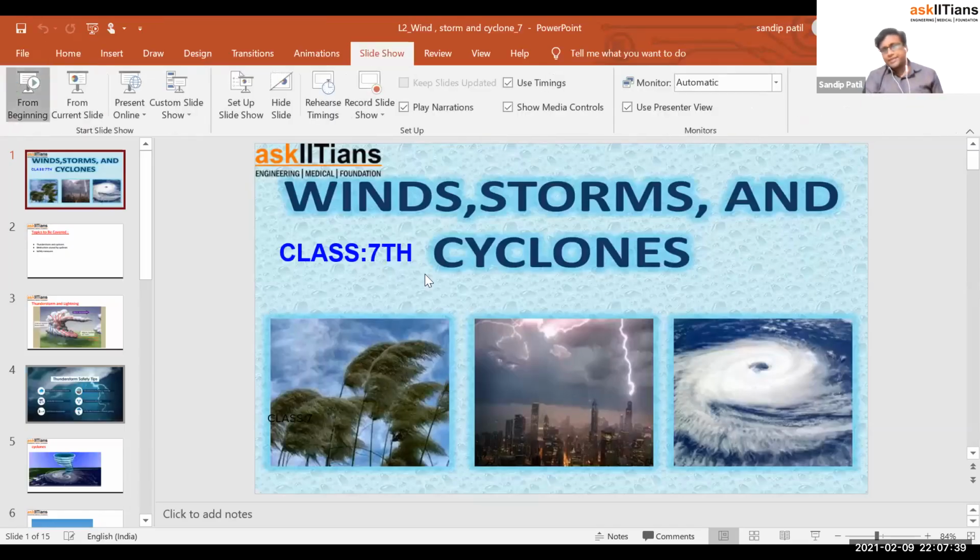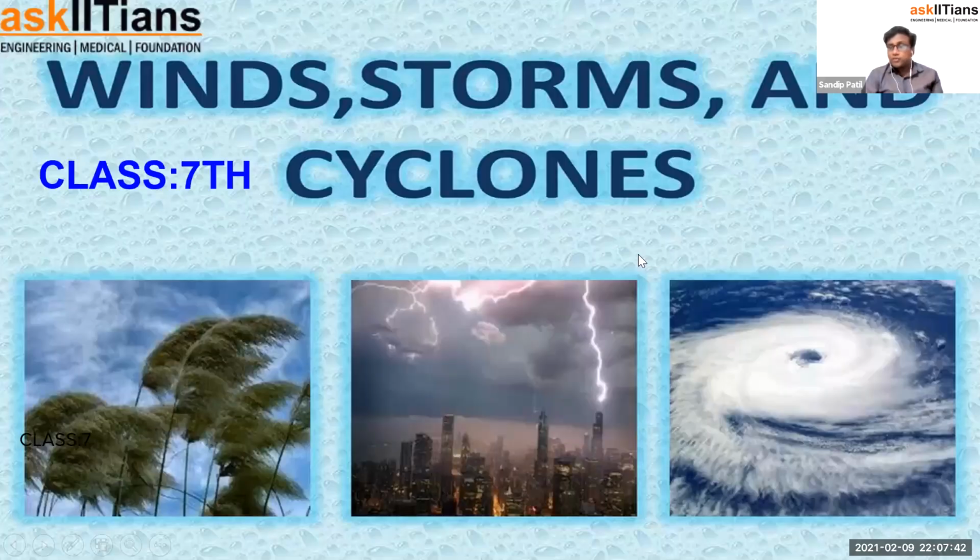Right, so we have started the new chapter in the previous session, which is called winds, storms, thunderstorms, and cyclones. In the previous chapter, we saw what winds are. Wind is when the air is in motion, right? That wind has a lot of force, which can create thunderstorms or cyclones also.